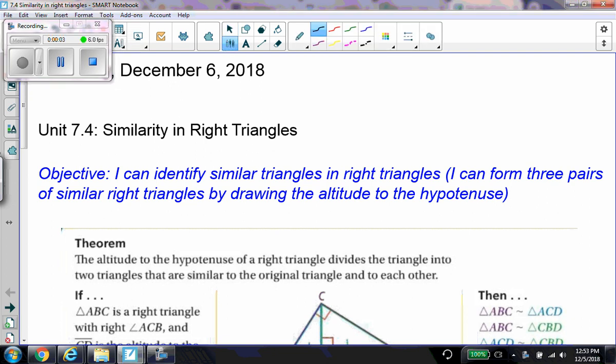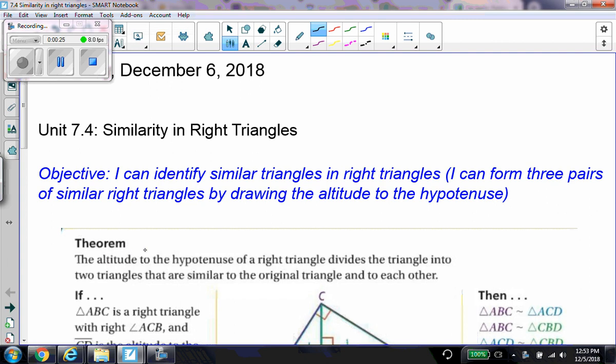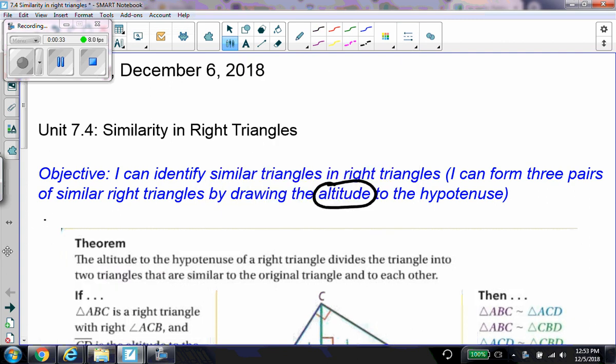Okay, today we're going to move on to Unit 7.4, Similarity in Right Triangles. So we've gone from similarity in polygons to triangles, and now specifically we're doing right triangles. Our objective today is that you're going to be able to identify similar triangles within right triangles. You're going to be doing that by forming three pairs of similar right triangles by using an altitude. That is a vocab word that we've had before, and we'll remind you what that means, okay?